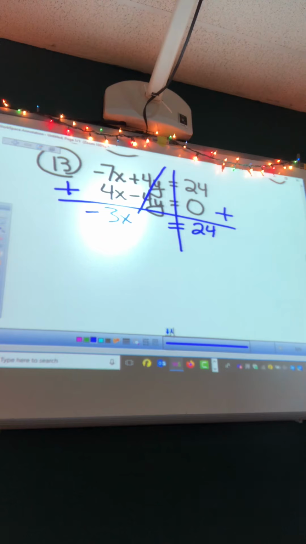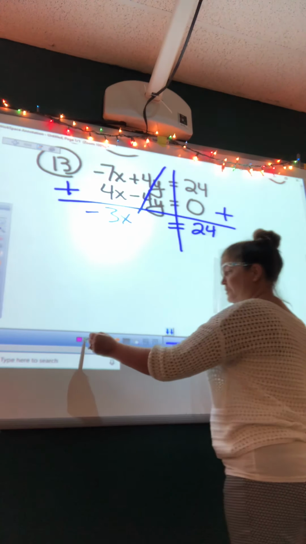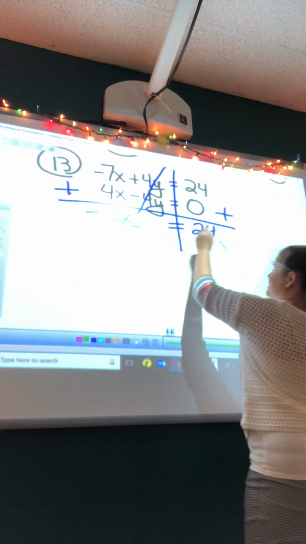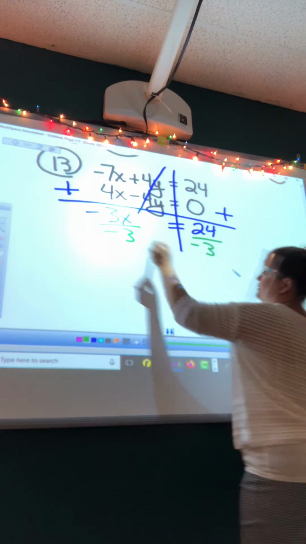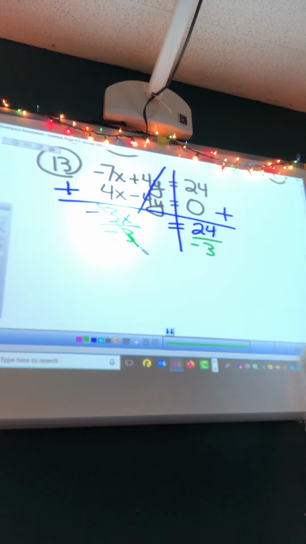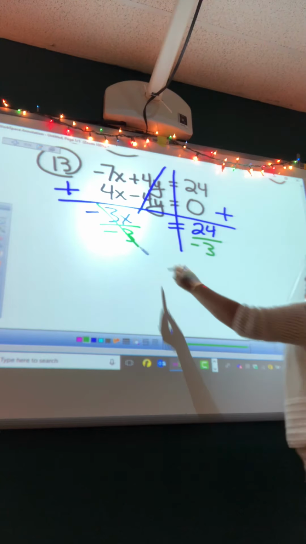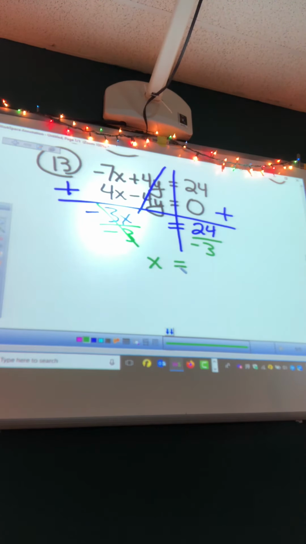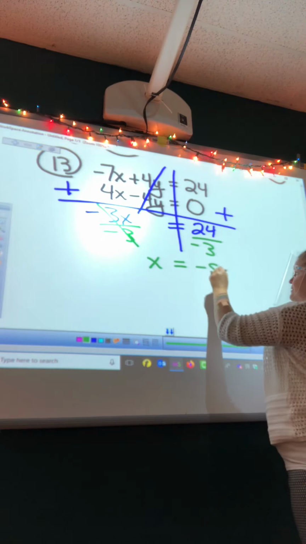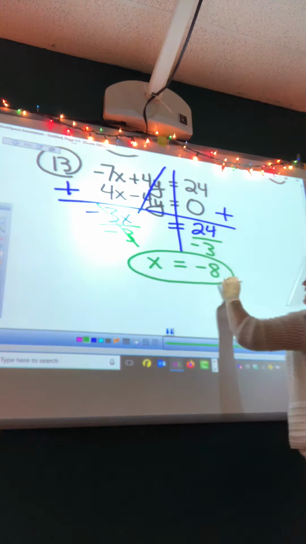We then say, okay, now I'm just solving for x. How do I solve for x? You bet. And what are we dividing by? Negative 3 on both sides. Negative 3 divided by negative 3 leaves me with my x. The equals is still there. What's 24 divided by negative 3? Negative 8. There's one of my answers.